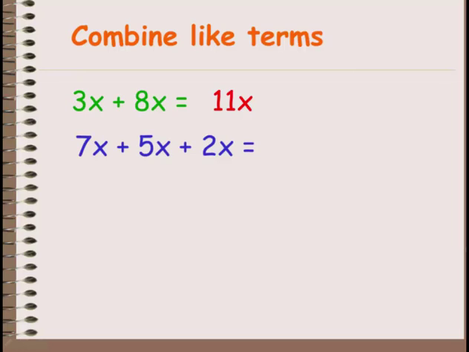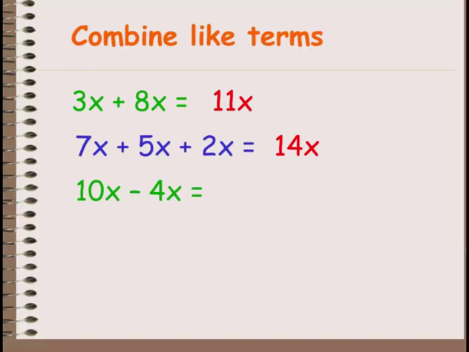Oh, here we have 3 terms. 7x plus 5x plus 2x. So 7 plus 5 plus 2, I'm associating them or undistributing them from the x. I'm using really the distributive property. 7 plus 5 plus 2 is 14. Put the x on the answer, 14x.